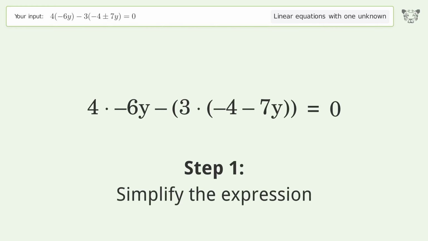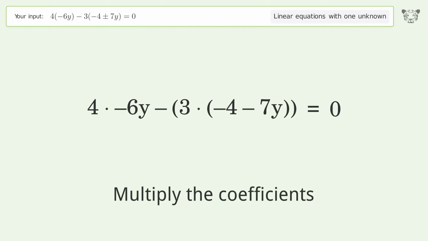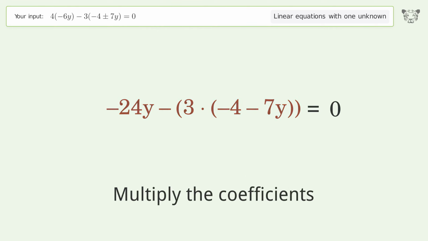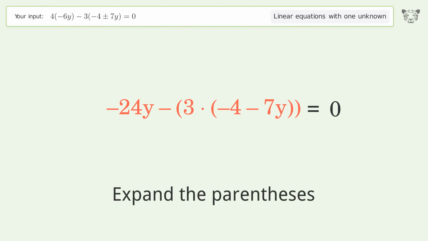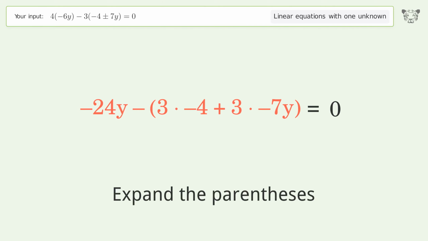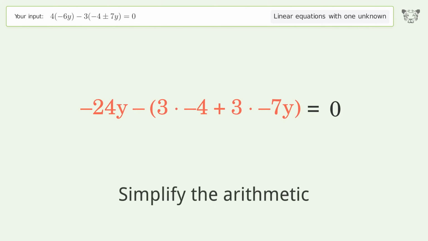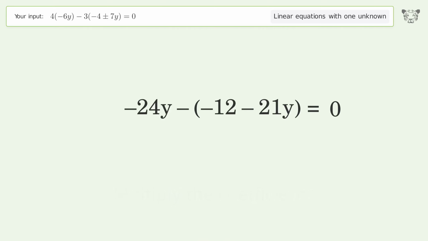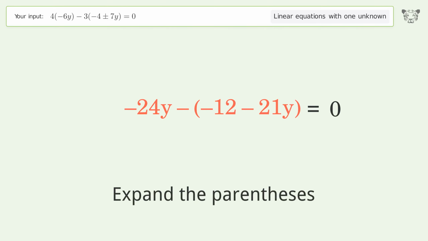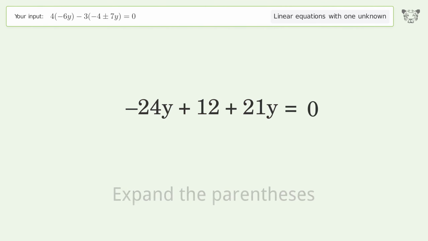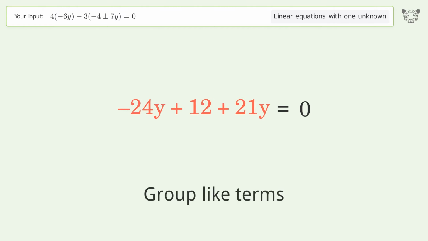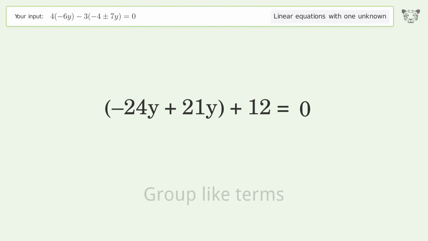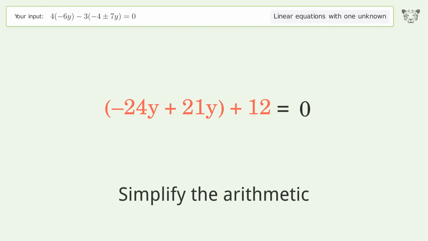Simplify the expression. Multiply the coefficients. Expand the parentheses. Simplify the arithmetic. Multiply the coefficients. Expand the parentheses. Group like terms. Simplify the arithmetic.